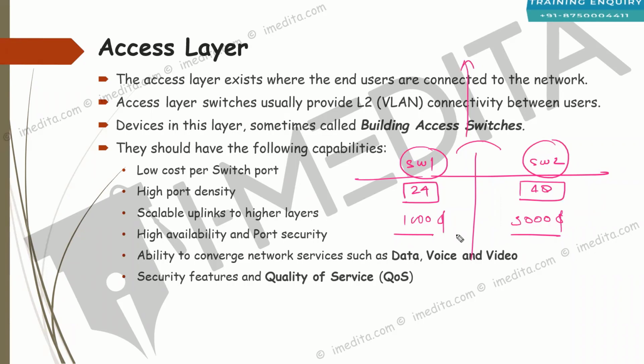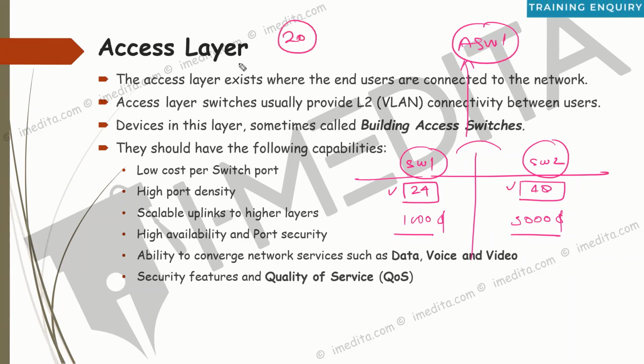Both the switches we can connect at the access layer. Both switches have the functionalities that we need at the access layer. One switch has 24 ports, one has 48 ports, and we have 20 users maximum. We can go for either option, switch 1 or switch 2. So which switch should we go for?